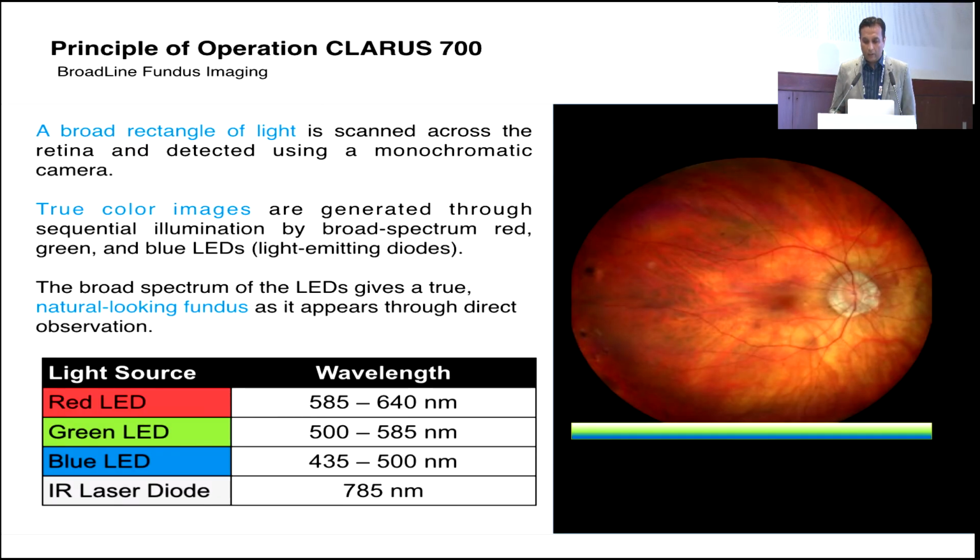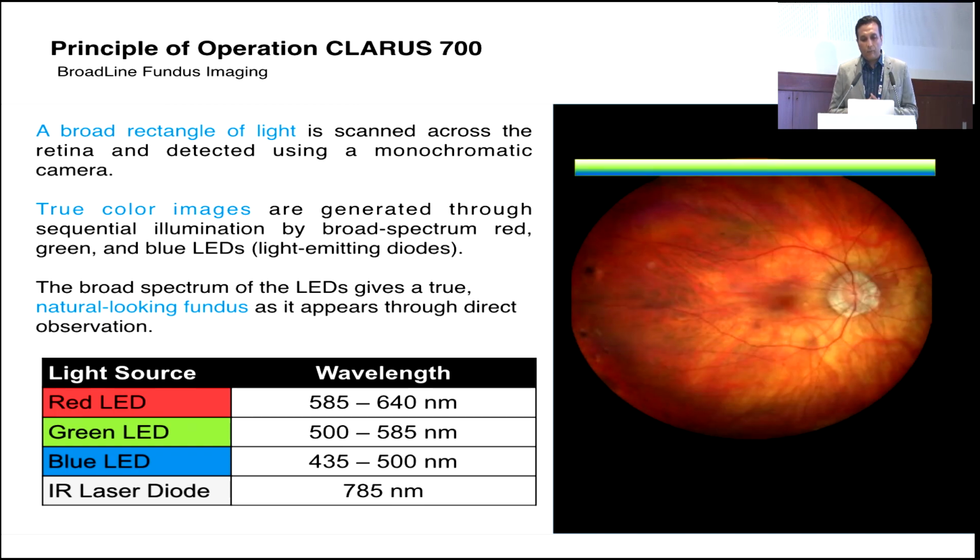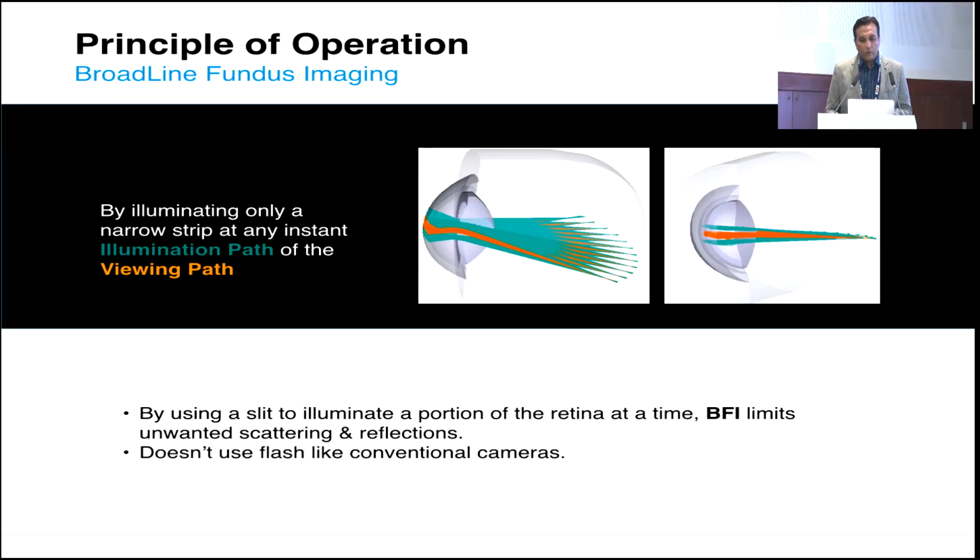So a small slide about the optics. It's a white light, a broad rectangle of light. It is scanned across the retina, and it is detected using a monochromatic camera. And there are 3 LEDs, red, green, and blue, and that leads to a true color image. So the concept here is by using a slit to illuminate a portion of the retina, not a flash, the broadline fundus image limits unwanted scattering and reflections as compared to a flash-based camera.